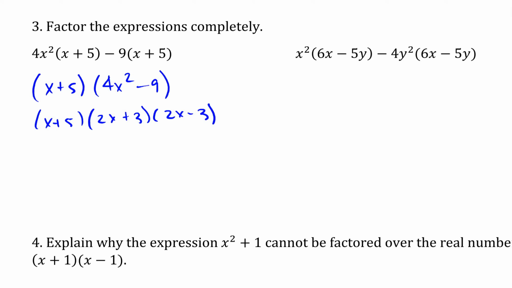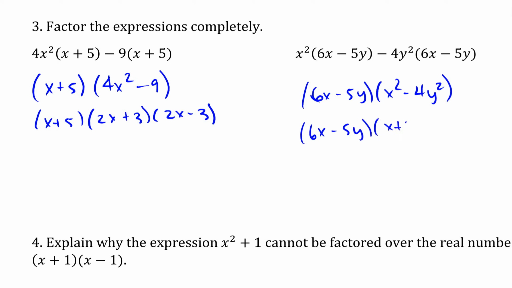All right, second one. Again, we see a common factor here, so we have 6x minus 5y, and we're left with x squared minus 4y squared. The x squared minus 4y squared can still be factored, so I have 6x minus 5y, x plus 2y, x minus 2y. So again, seeing that same structure as a regular GCF question is important here.